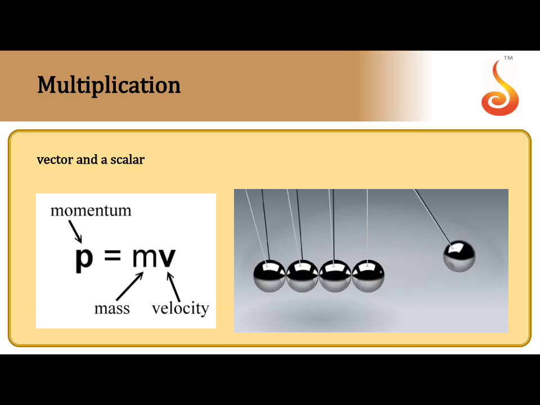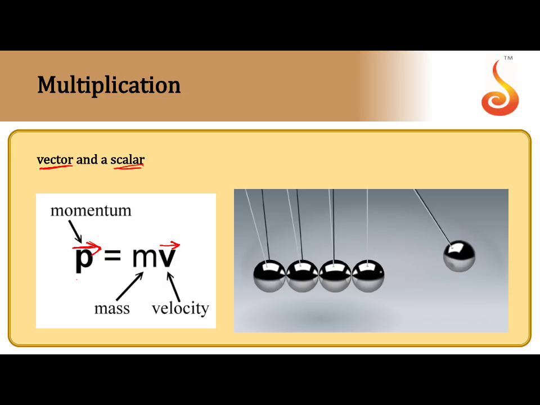Now let's move on to the multiplication of vectors. First, let us discuss the multiplication of a vector quantity with a scalar quantity. When a scalar quantity is multiplied with a vector, the resultant answer is also a vector. For example, linear momentum. It is the product of mass and velocity. Mass is scalar, velocity is vector.